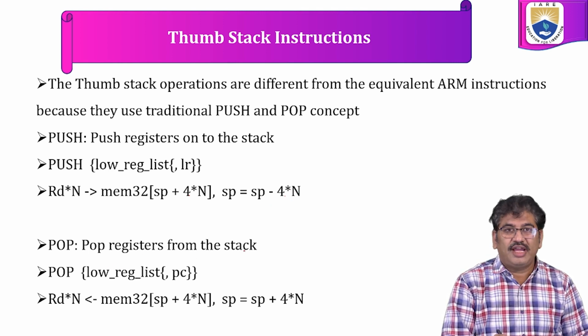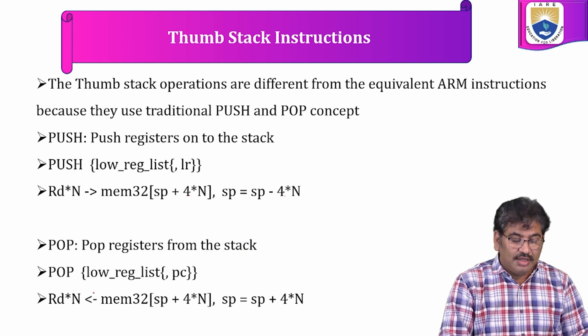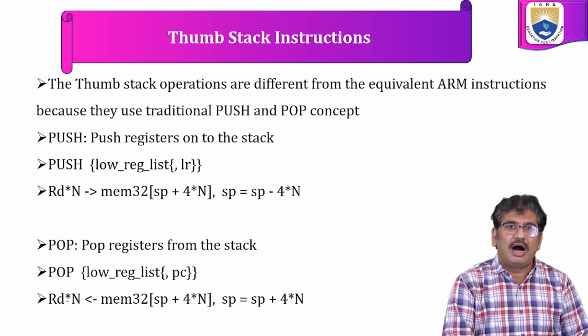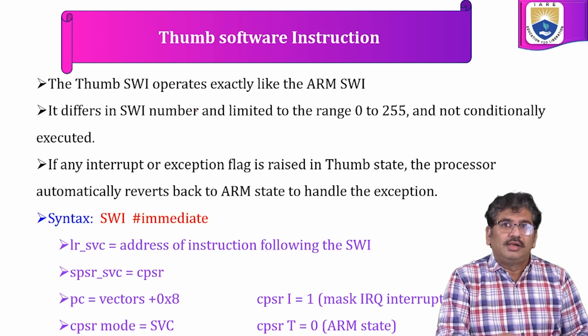Pop registers from the stack. This instruction is used to pop the contents from the stack. The syntax of the instruction is POP low registers, comma, PC. Here, the memory contents from the stack, each register holding 32-bit data, that is 4 memory locations, will be popped into the Rd register. If it is multiple, you can have N value.